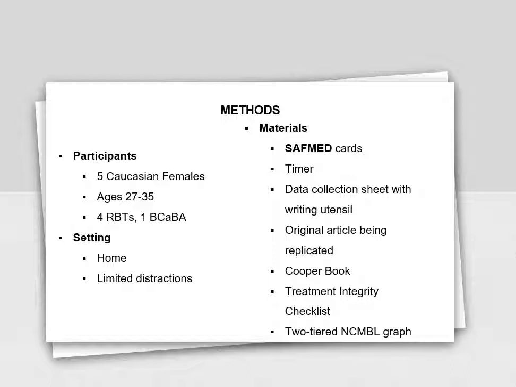The other materials that were used in the replication study were the original article for replication, known as a case study using SAFMEDs to promote fluency with Skinner's verbal behavior terms by Stockwell and Eshelman. The second edition of the Applied Behavior Analysis book by Cooper, Heron, and Heward, referred to as the Cooper book, was another material that was used. There was a treatment integrity checklist and a two-tiered non-concurrent multiple baseline graph.